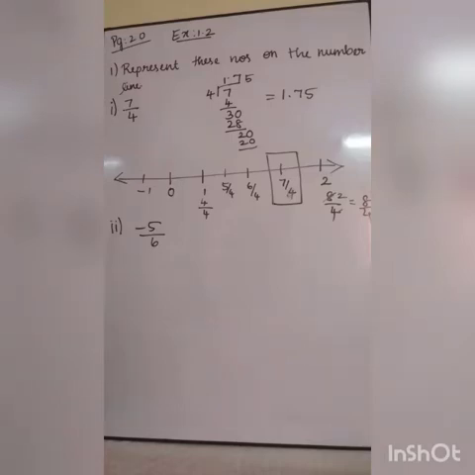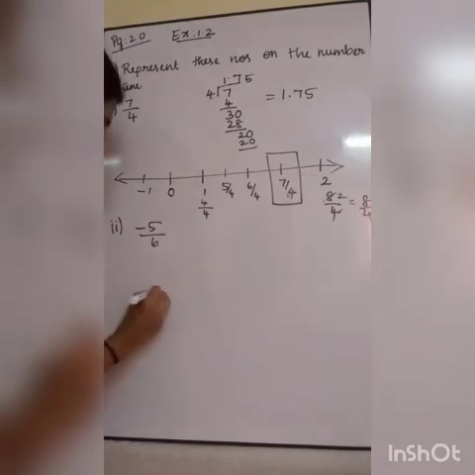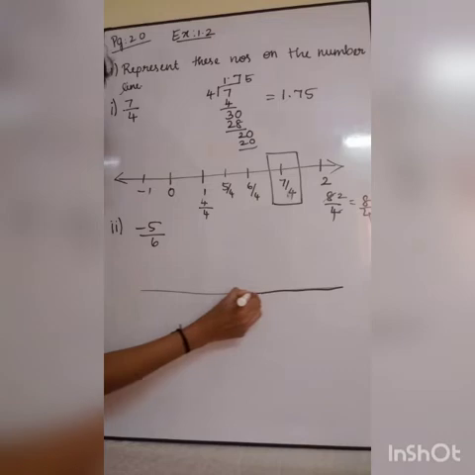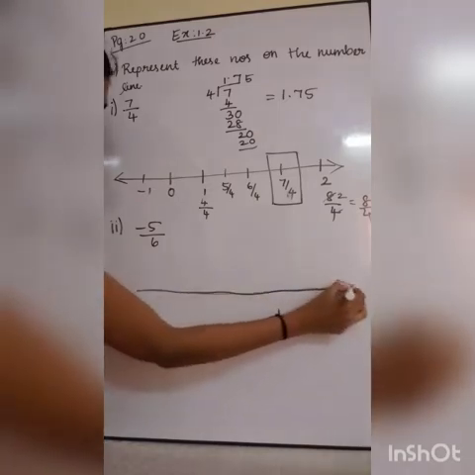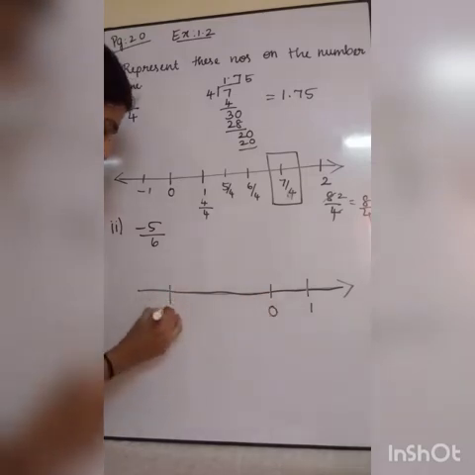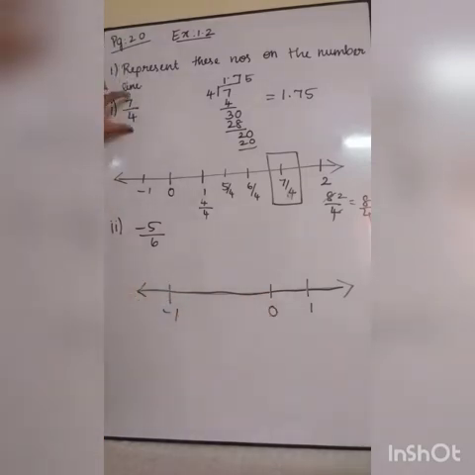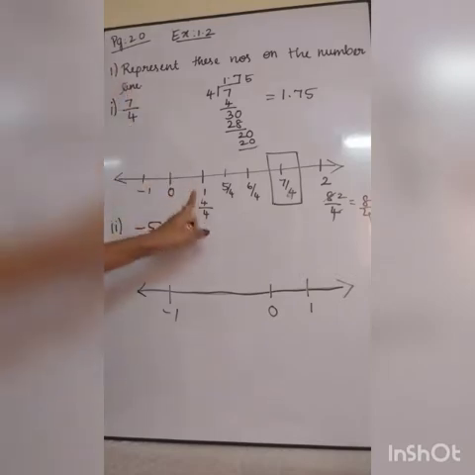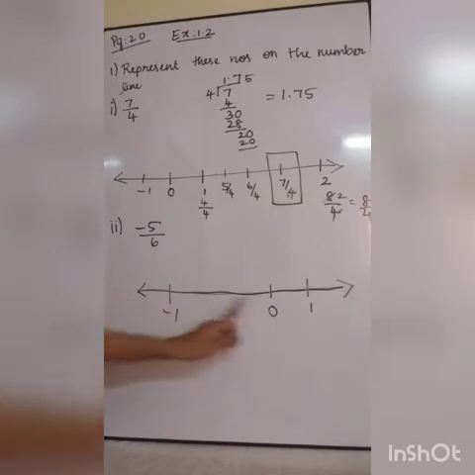Okay children. Next, -5 by 6. So -5 by 6 is like a proper fraction. A proper fraction is always less than 1, right? So it lies between 1, 0, -1. Listen carefully. This one was an improper fraction, that is why it is greater than 1. Here this is a proper fraction, so it will be less than 1. It will be between 0 and -1.